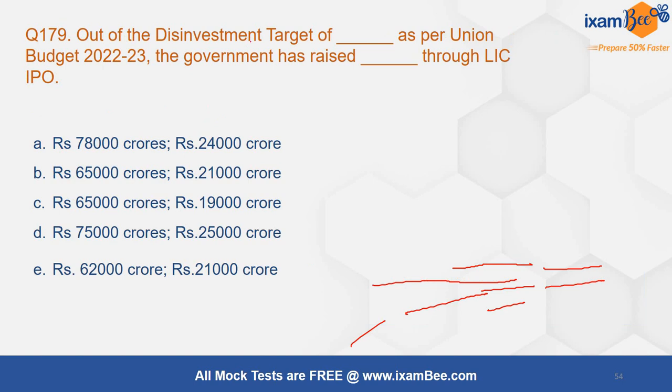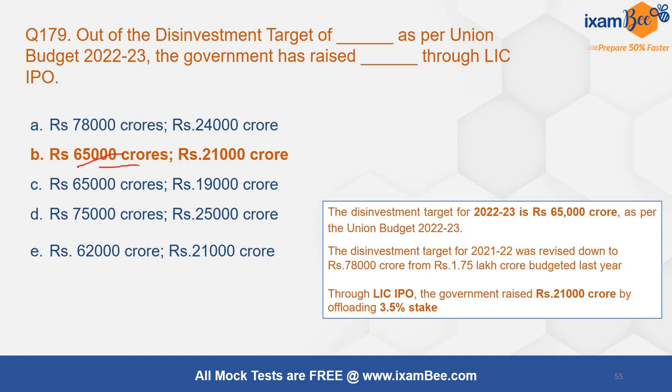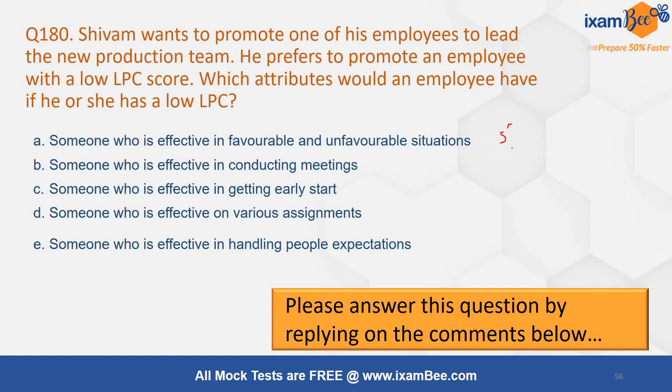Out of the disinvestment target of dash crore as per the Union Budget, the government has raised this much through LIC. So this is the 22-23 current financial year. The disinvestment target is 65,000 crore. 21,000 crore have been raised through the LIC IPO, which is very recent. You must know both the numbers. And in this, the government offloaded a 3.5% stake. So only by diluting 3.5%, 21,000 crore was raised.